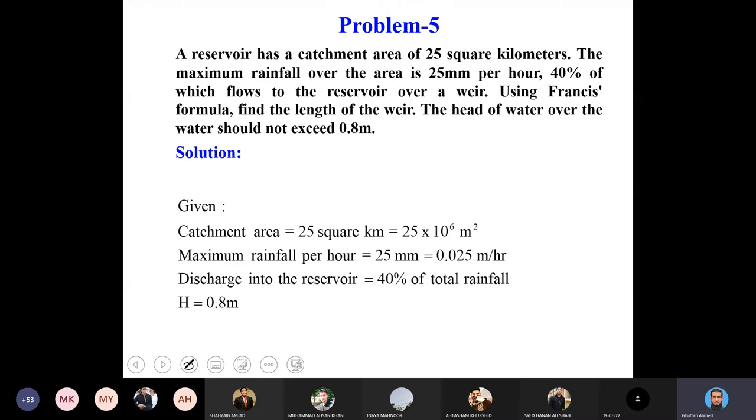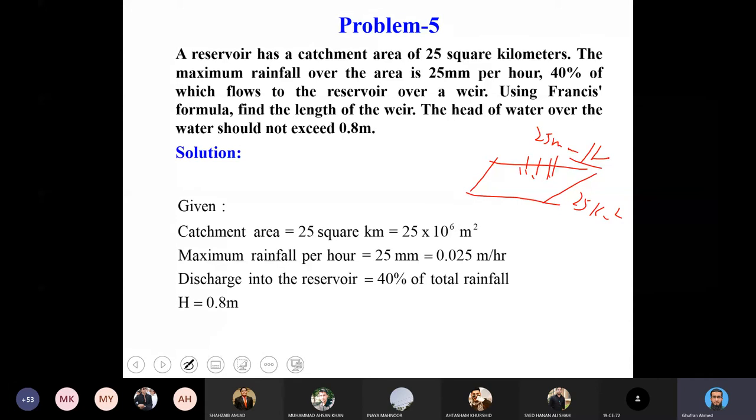Problem 5 states that a reservoir has a catchment area of 25 square kilometer. The maximum rainfall of the area is 25 millimeter per hour. Now, I have told you what the catchment area is. So, we have this area given which is 25 kilometer square, and the rainfall falling on it is 25 millimeter per hour. Okay.